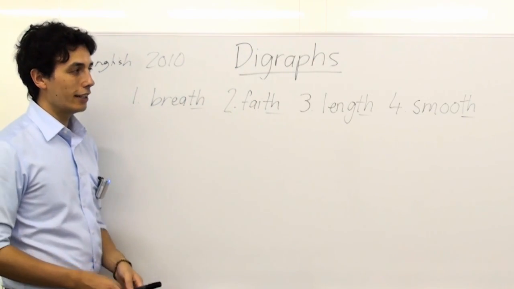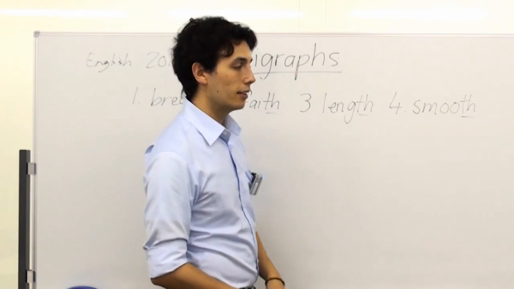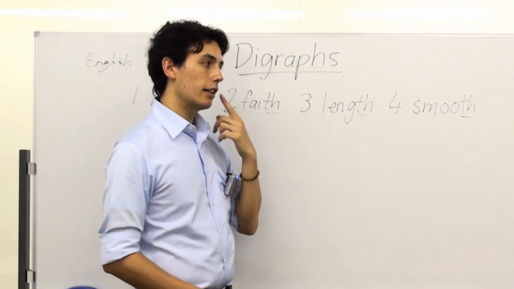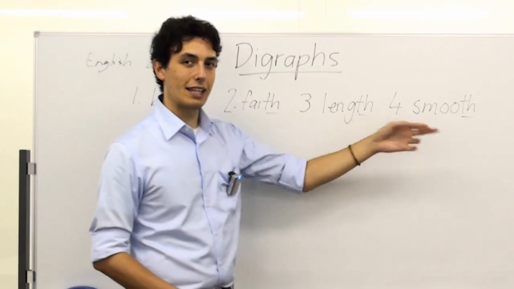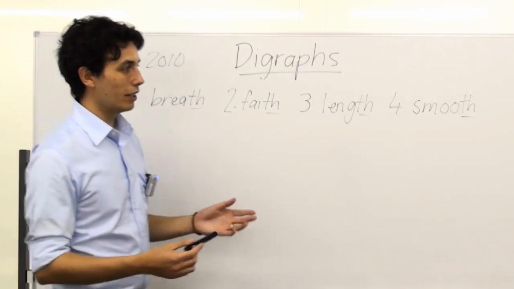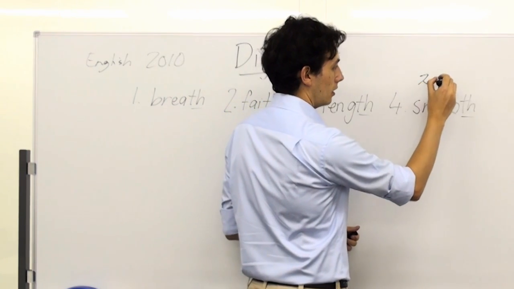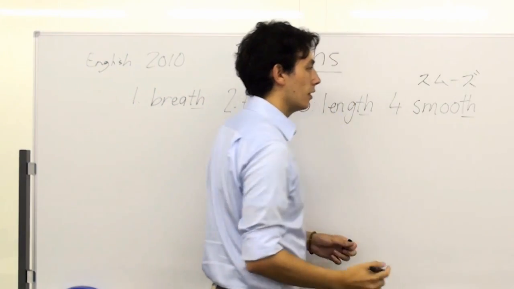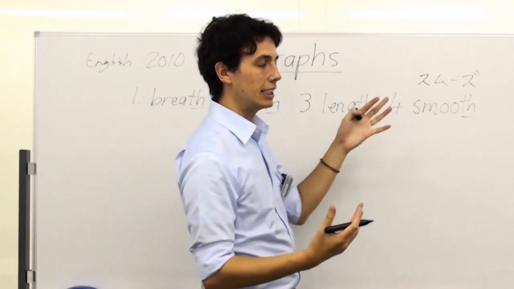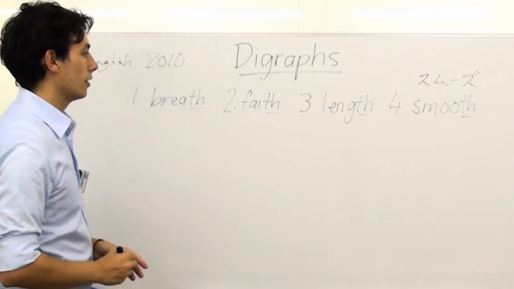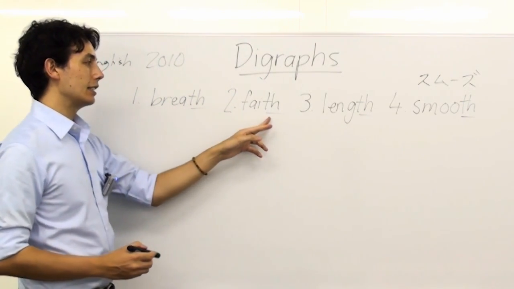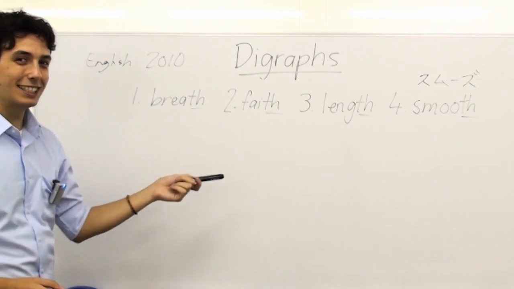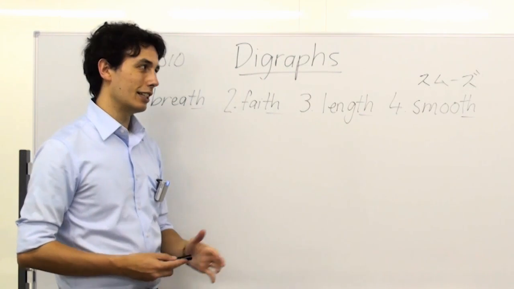There's just one voiced one, and that's number 4, smooth. The others, breath, faith, length. They just come from here, they don't come from here. Smooth, smooth. I guess one way you can remember it is, my Japanese is gone, smooth. Because it's got the Japanese z sound, smooth. Length, faith, breath. If you think about the Japanese, it will help you remember how to pronounce the English.